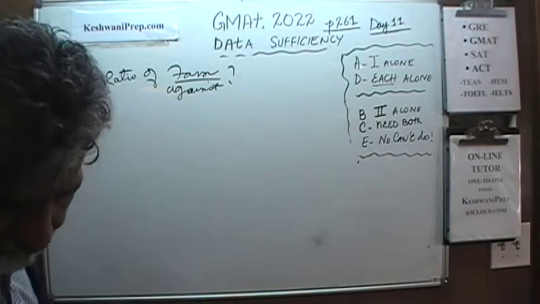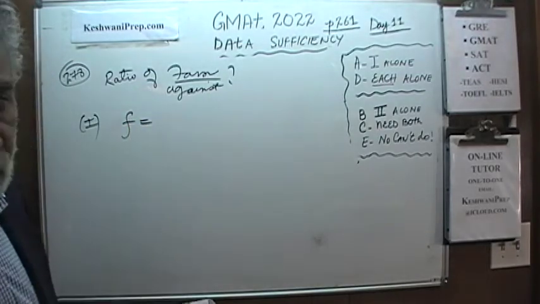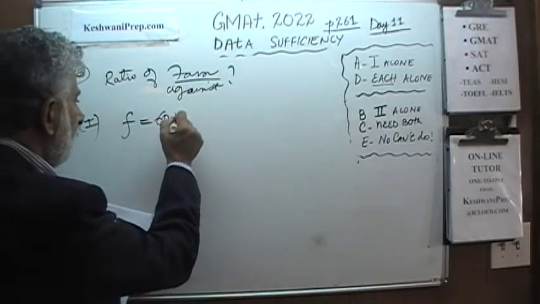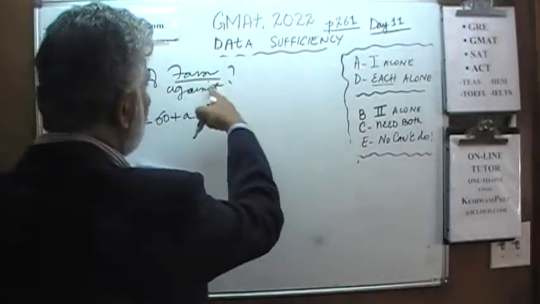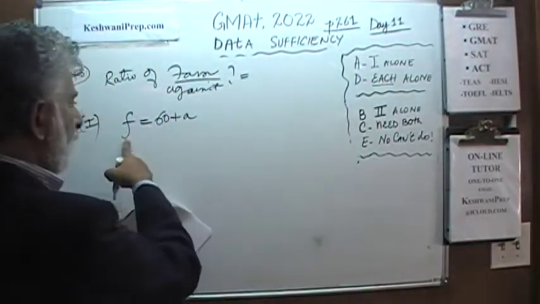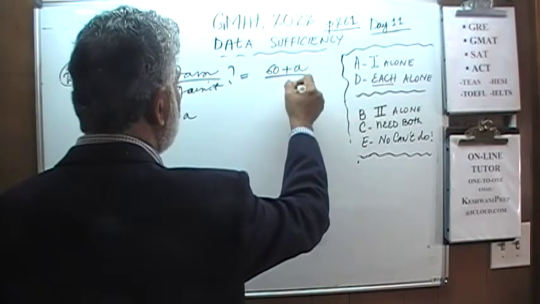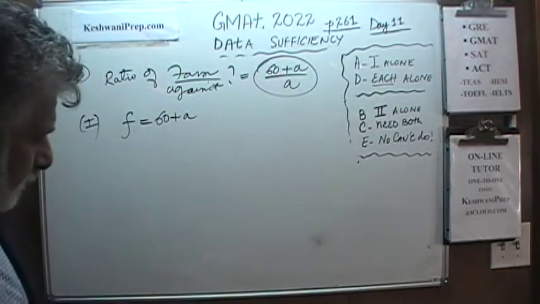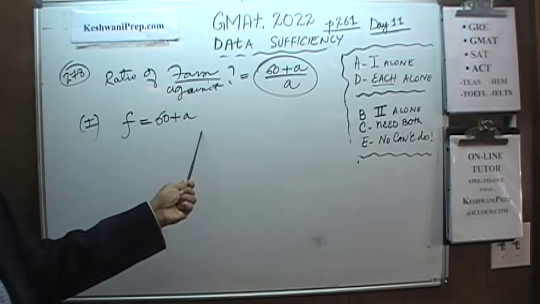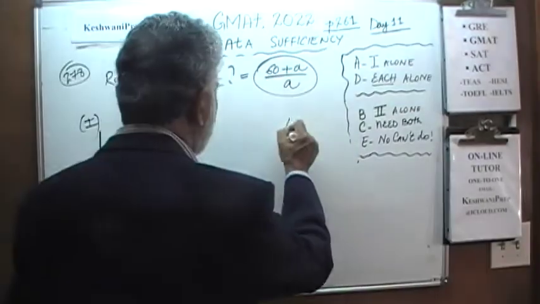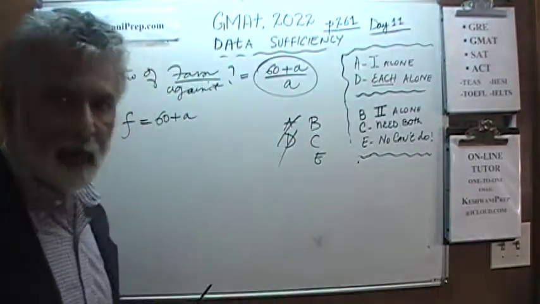In the first statement, they tell us the number of people who voted in favor of it is 60 more than the number of people who voted against it. But we still don't know what the ratio is. There is no way to figure out this ratio from that information alone. The first statement by itself is not enough. A, D, B, C, E.